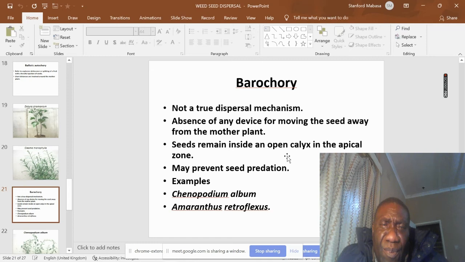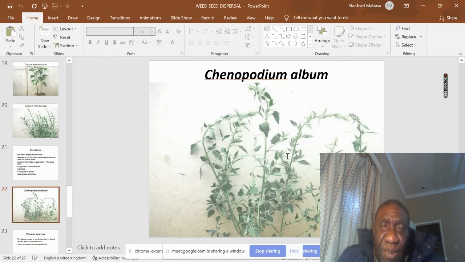Now we talk of barochory. This is not a true dispersal mechanism. There is absence of any device for moving the seed away from the mother plant. The seeds remain inside an open calyx in the apical zone. This may actually protect the seeds or may prevent seed predation. Examples are Chenopodium album and Amaranthus retroflexus. So this is Chenopodium album.